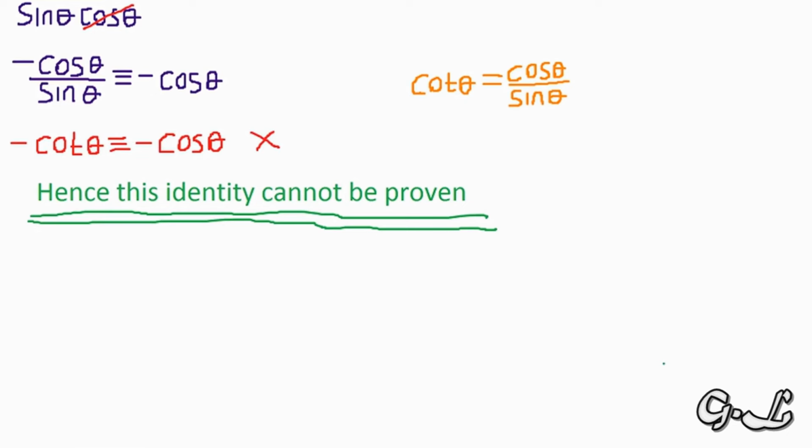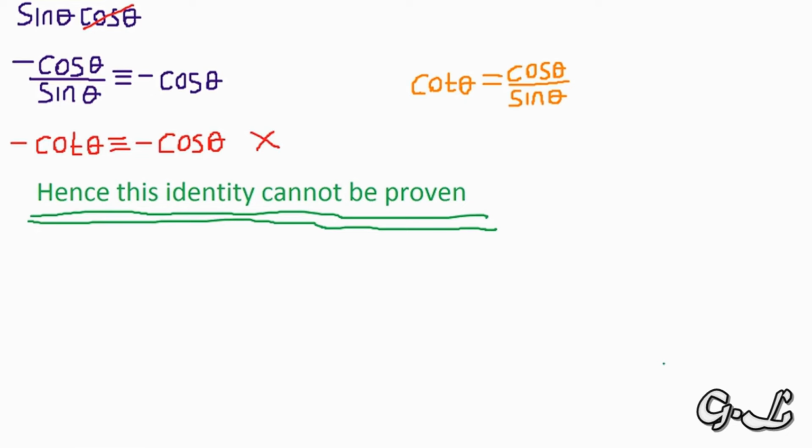So now, how can it be proven? This is an exam question. They can't make mistakes or what. So what you should keep in mind is that if this question was a mistake, and negative cos theta was supposed to be negative cot theta, then it could be proven. But provided that this question wasn't a mistake, this is what you should write. It is supposed to be: hence this identity cannot be proven.